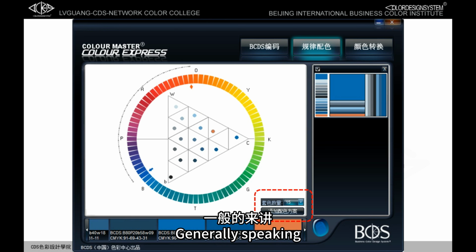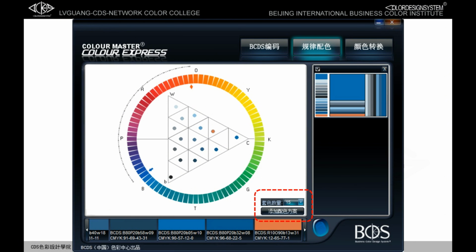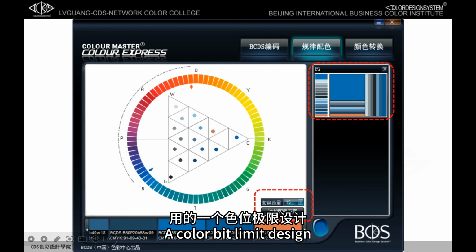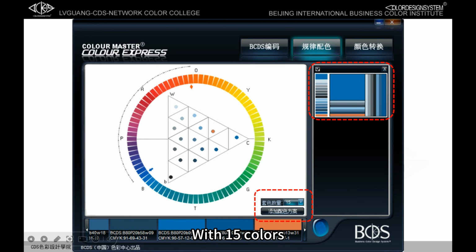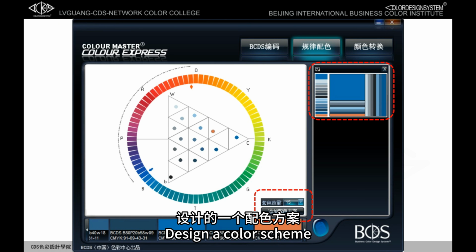The foundation of color design is relatively large. Generally speaking, in color design, hue is only used in one or two colors. In terms of color, a color bit limit design with 15 colors. Second, we will get one area guide, the main and auxiliary points of the design plan. Design a color scheme.